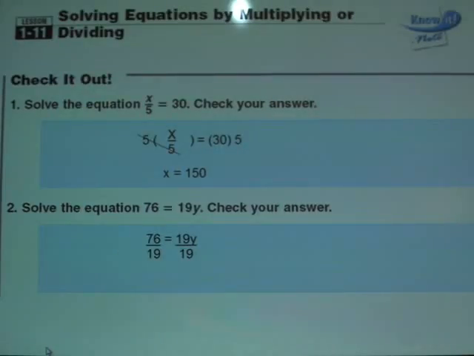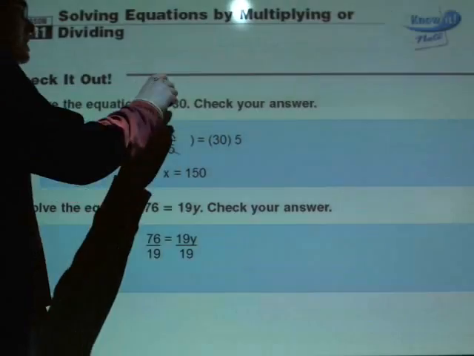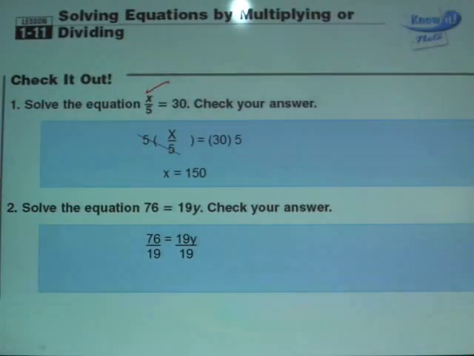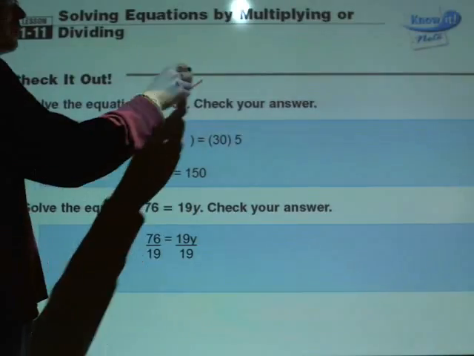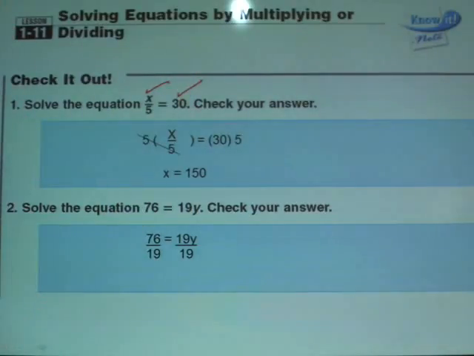So in number 1 here, they're asking us to solve the equation x divided by 5 equals 30. Well, again, we want to keep that variable on the left side. So x being on the left is a good thing. And we want to keep 30 on the right side because numbers belong on the right side. So the only guy that's in the wrong spot is the 5, because he's a number and he's on the left, but he's supposed to be on the right.